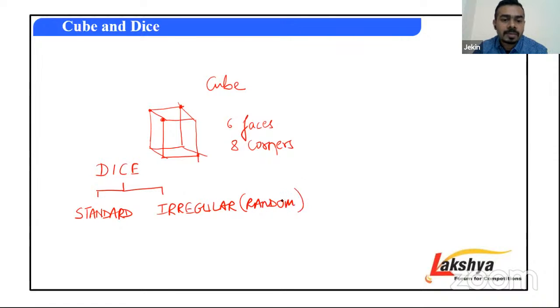What do I mean by that? What do you mean by standard dice? Your standard dice is the proper subsidy wala dice. By the way, dice is in the shape of a cube, just to make your life simpler. In the standard dice, what are the numbers on the opposite faces? The total of that would always be 7.